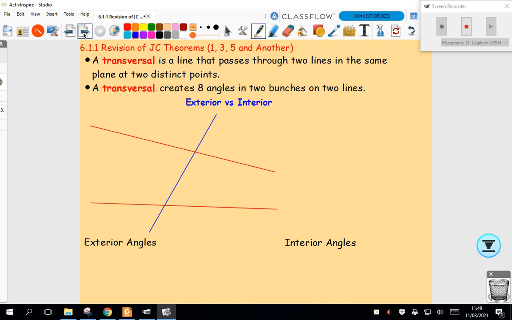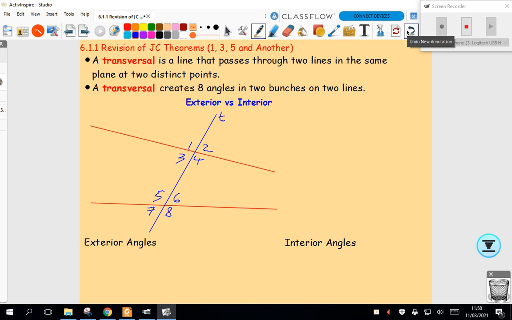When we draw a transversal, this blue line here is my transversal across these other two lines. When we draw a transversal, there are 8 angles created. I'm just numbering them here so I can describe them. There are 8 angles created in two little bunches. There's a little bunch of angles up there and a little bunch of angles down there. So we have two little bunches of angles.